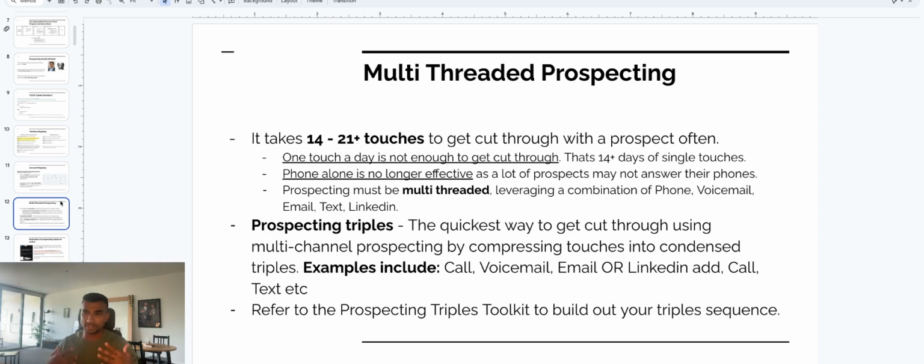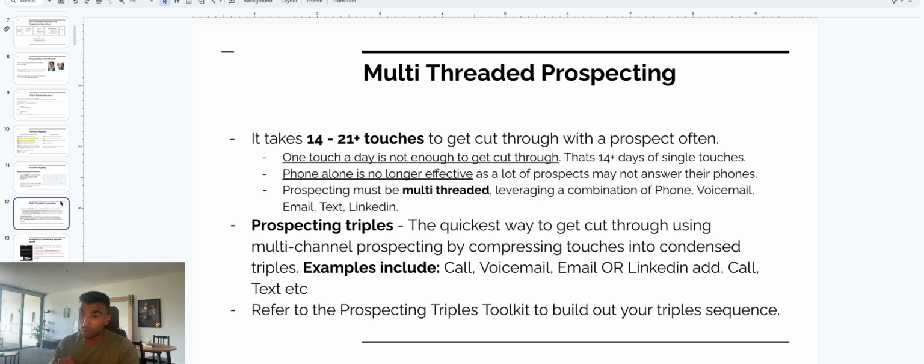You would have heard me say some stuff before. I said triples, I'm just saying multi-threaded prospecting. What the hell is all of this? I'll explain it. It's very simple. This is something that I learned from one of my sales mentors, Tony Hughes. Tony is a phenomenal tech sales mentor.